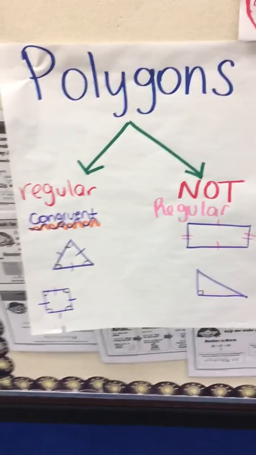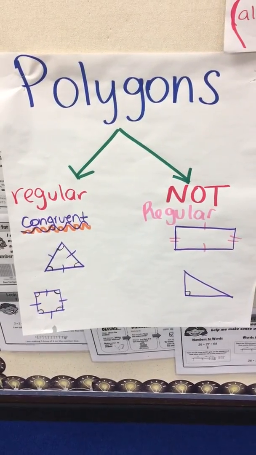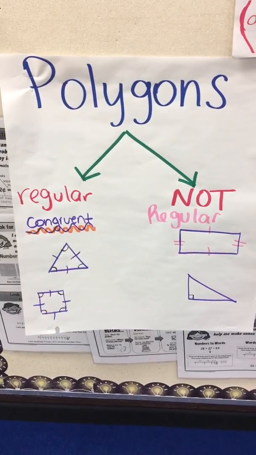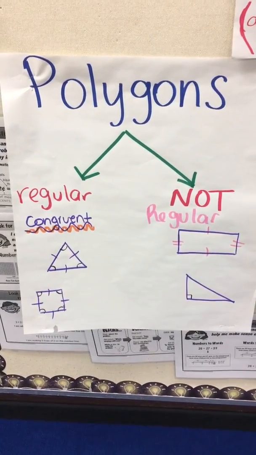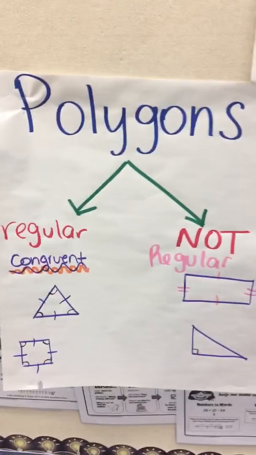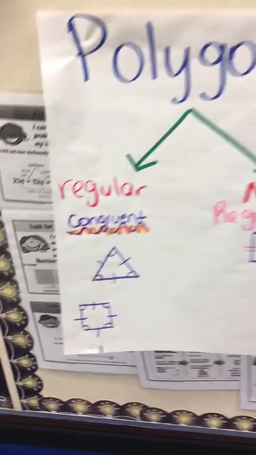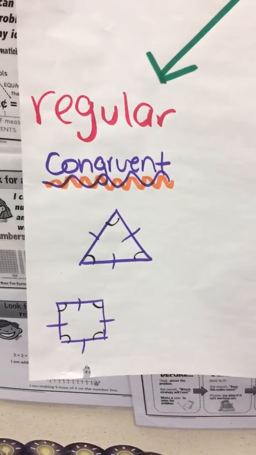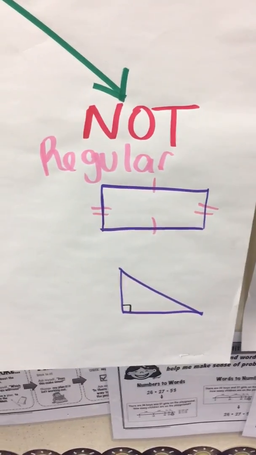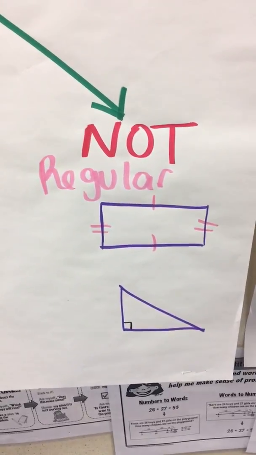All right, so this video is going to be about geometric shapes and their attributes. First of all, any shape that is flat, closed, and has straight lines is a polygon, okay? Now, a regular polygon means all sides are congruent or equal. Not a regular polygon means that they don't have equal sides.